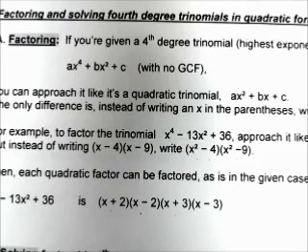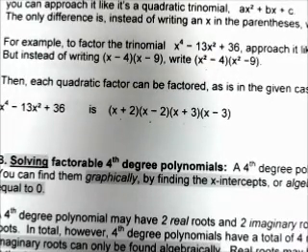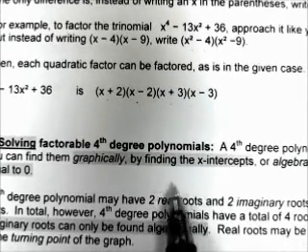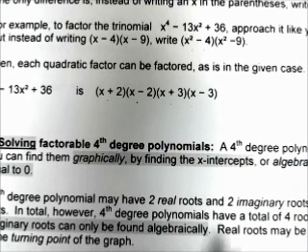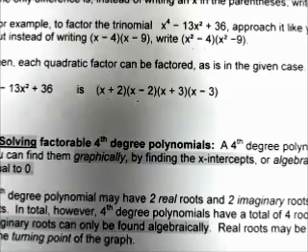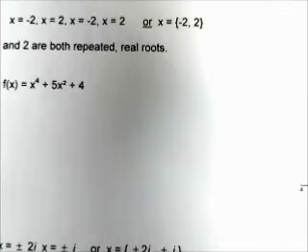Solving factorable 4th degree polynomials. A 4th degree polynomial has up to 4 real roots. You can find them graphically by finding the x-intercepts, or algebraically by setting each factor equal to 0. A 4th degree polynomial may have 2 real roots and 2 imaginary, or it may have 4 imaginary roots. In total, however, 4th degree polynomials have a total of 4 roots, real and or imaginary. Imaginary roots can only be found algebraically. Real roots may be repeated if the x-intercept is at a turning point of the graph.